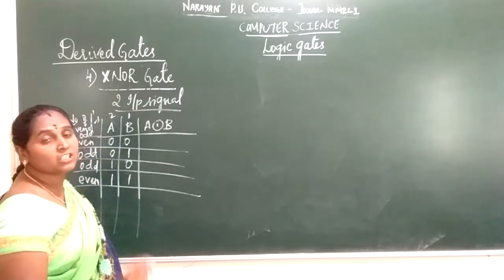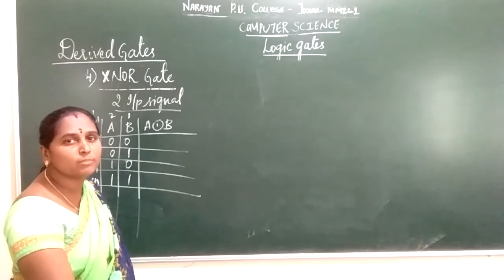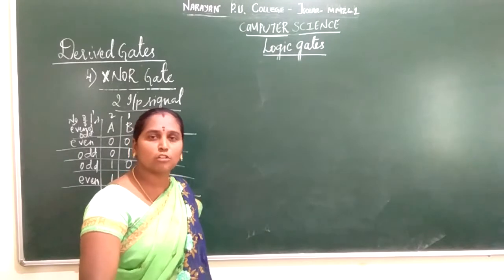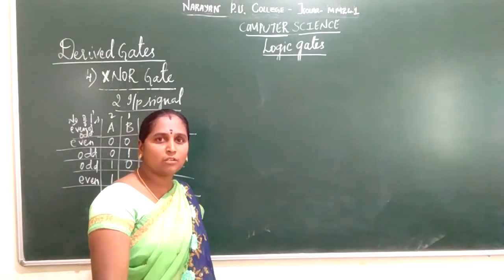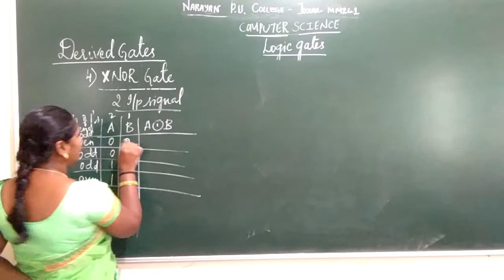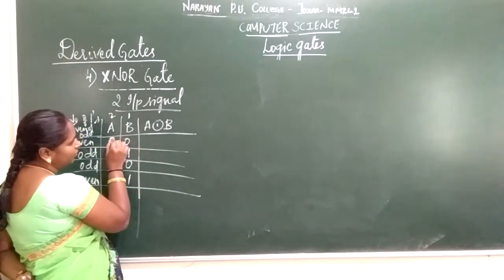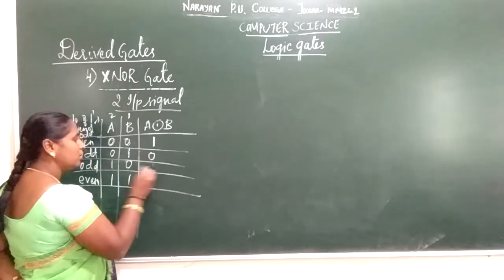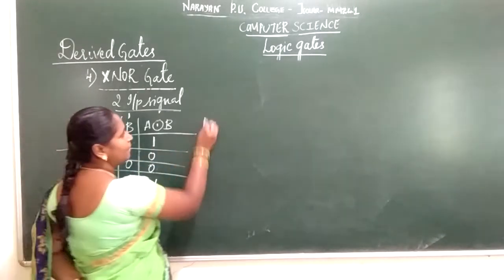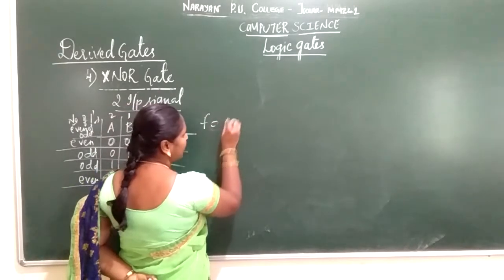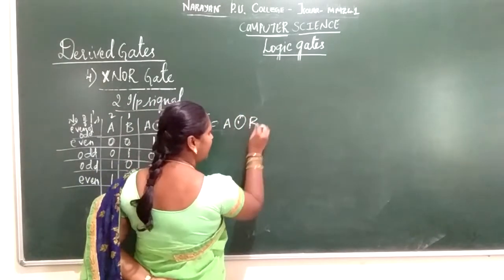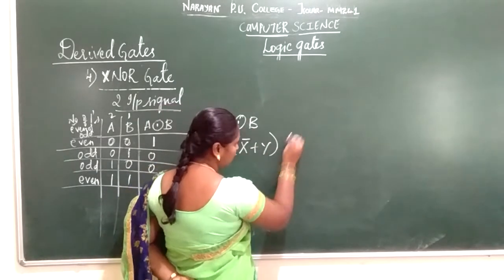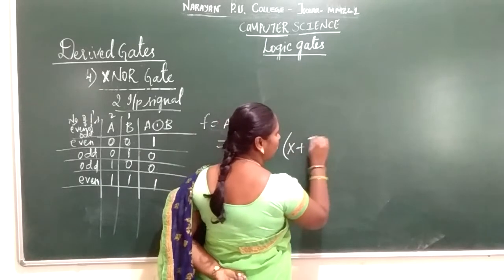So what's the condition used in XNOR? When you have an even number of ones, the output will be 1, and when all the input signals are low, that is 0, the output signal also has the high voltage. So here, when all the inputs are 0, the output signal is high. Here it is 0, 0, 1. So this can be represented as F equals A XNOR B, that is equal to (x bar plus y) into (x plus y bar).